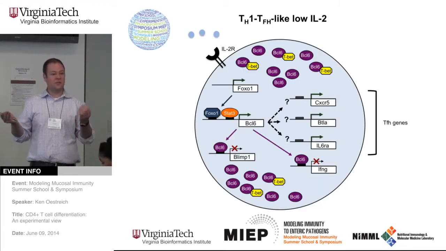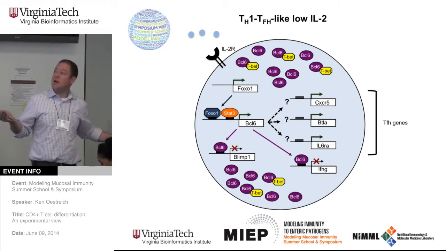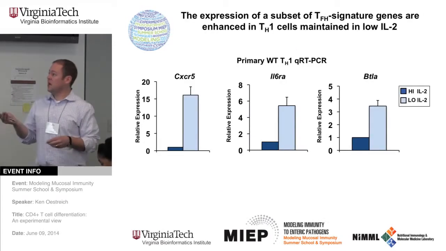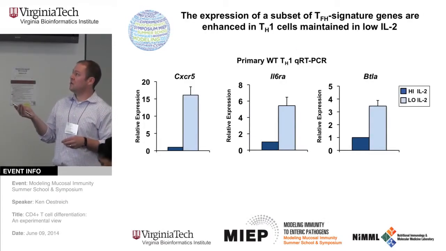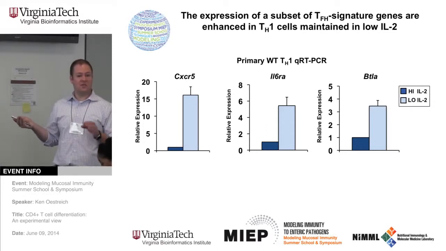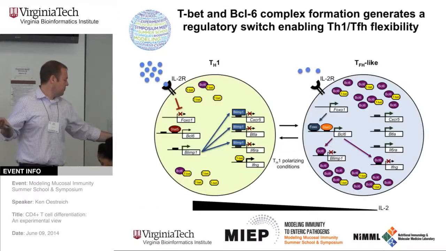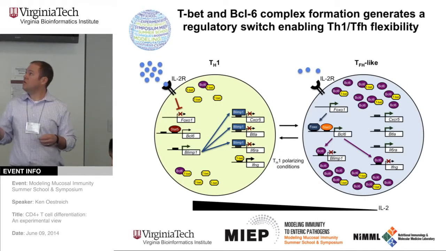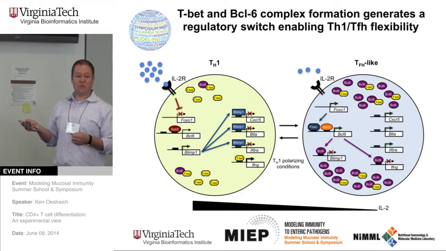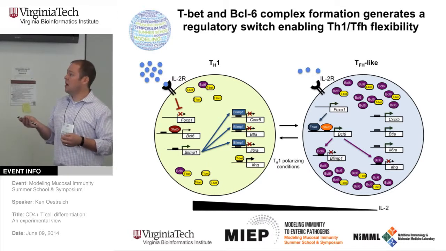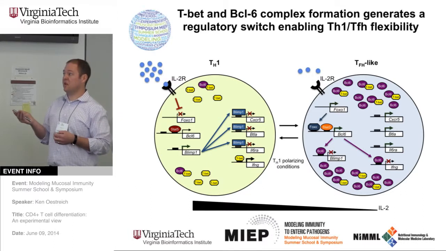So finally, does this corresponding increase in BCL6 and decrease in BLIMP1 lead to flexibility between Th1 and TFH cells? And indeed, the answer does seem to be yes, as we saw increased CXCR5, IL-6 receptor, and BTLA expression in these low IL-2 environmentally treated Th1 cells. So we have identified a regulatory switch composed of T-bet and BCL6 that remains responsive to IL-2 signaling, and that can promote the flexibility between the Th1 and TFH cell types.